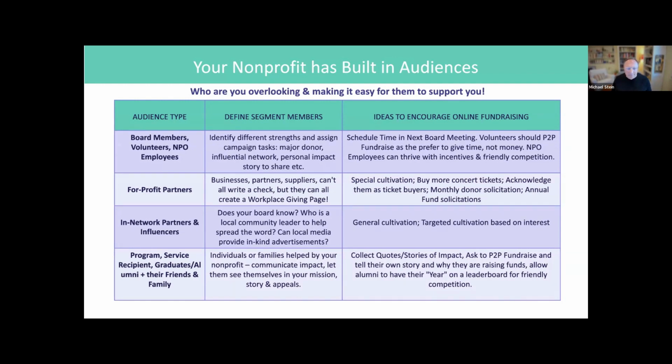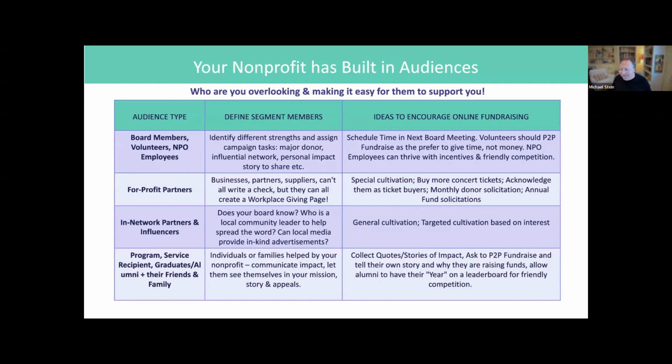I also want to encourage you guys, collect quotes, stories from these folks. Of course, ask them to peer-to-peer fundraise. Allow alumni, if that's relevant to your campaign, to have a fundraiser page for their year. Maybe they graduated in 2021. Create a fundraiser page for them and say, hey, alumni, this is your fundraiser page for our May event. Ask friends and family to donate to this thing that you graduated from that provided so much value.